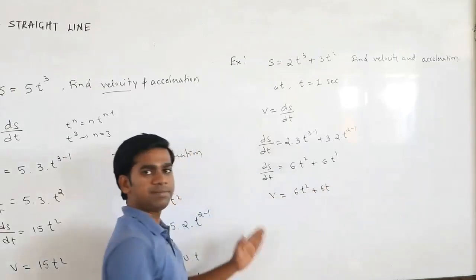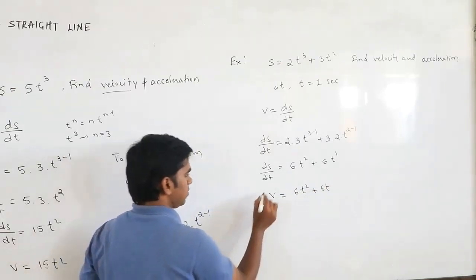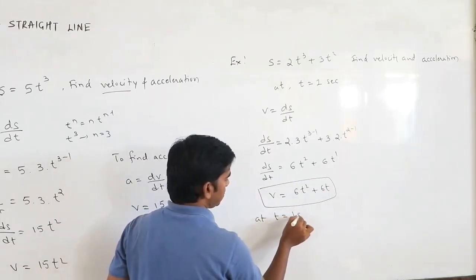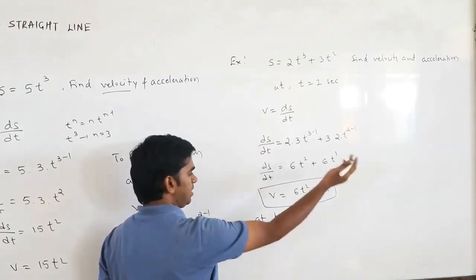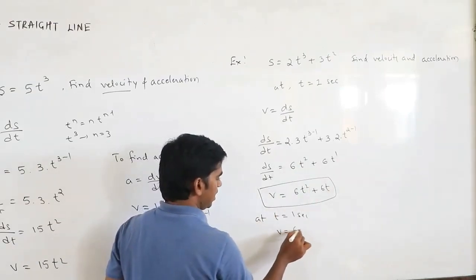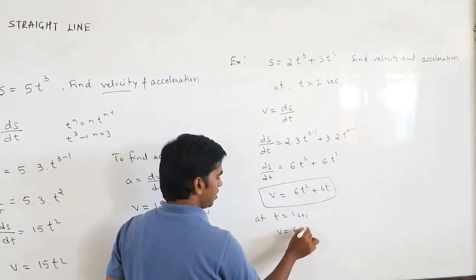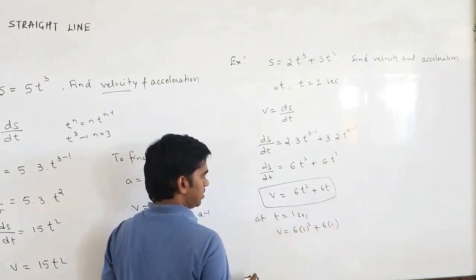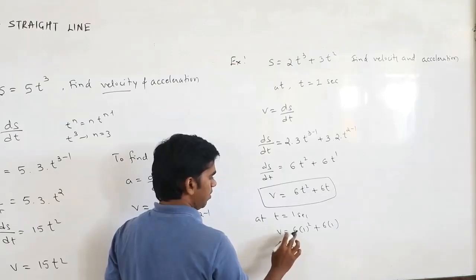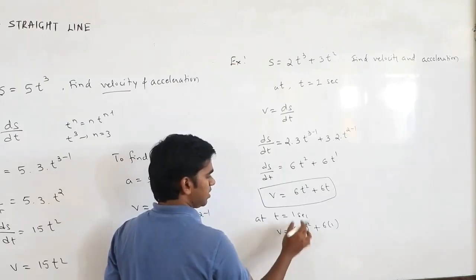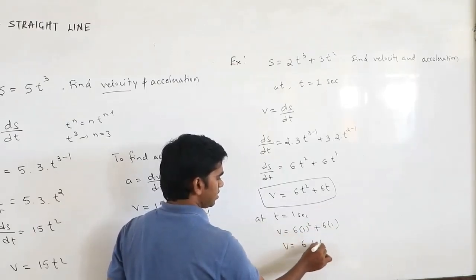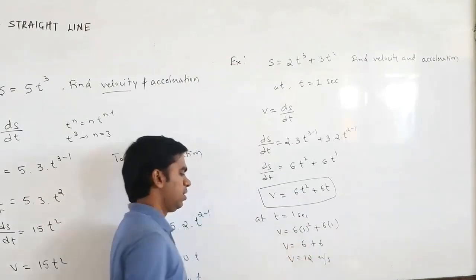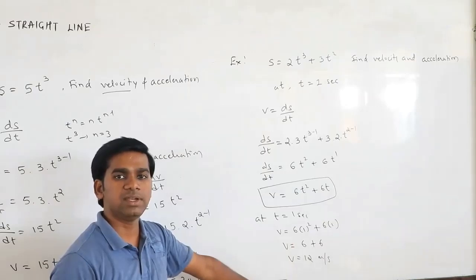This was general. At t equals to 1 second, substitute 1 wherever t is there. V equals to 6 into 1 square plus 6 into 1, write as it is. So velocity equals to 6 into 1 square is 1, plus 6. So velocity is what? 12 meter per second. You have to write unit also.